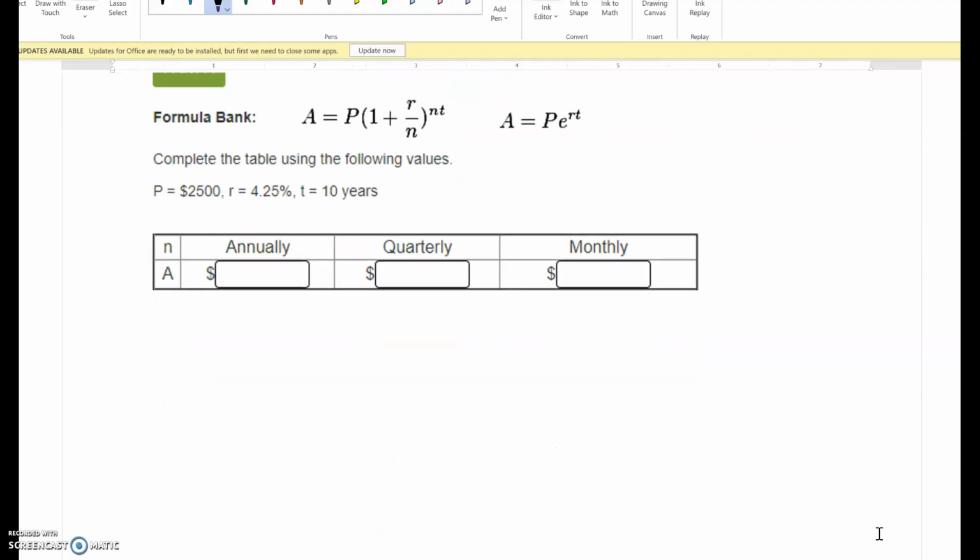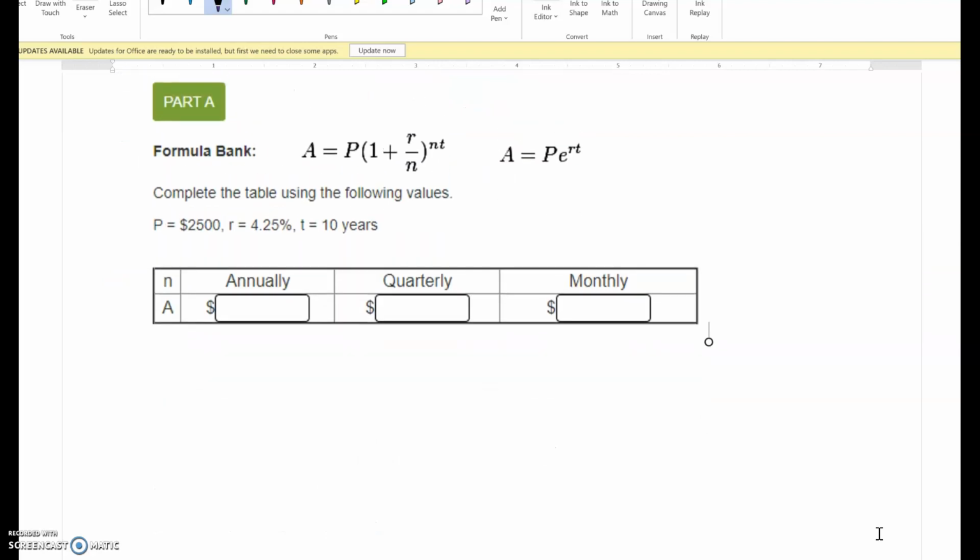Another problem like that, this time complete the table. So it's going to make you do a couple of problems in one. This one, it actually says n in the table. So that tells you you're going to be using this formula. Annually, n is going to equal 1. For quarterly, n is going to equal 4. Monthly, n is going to equal 12.